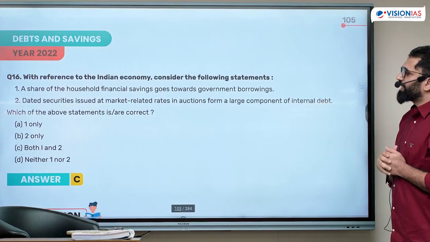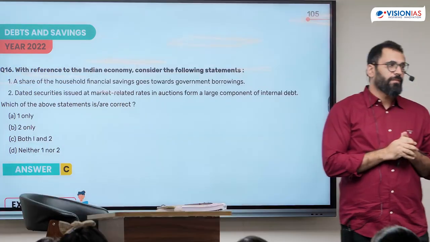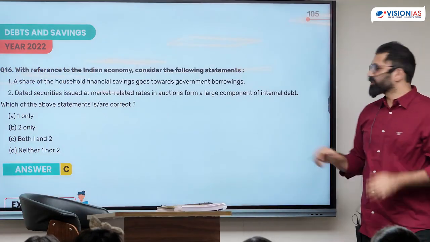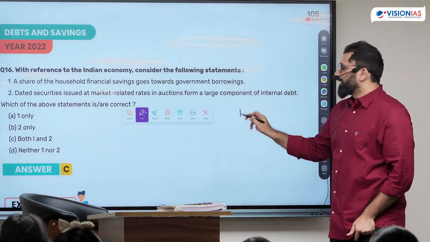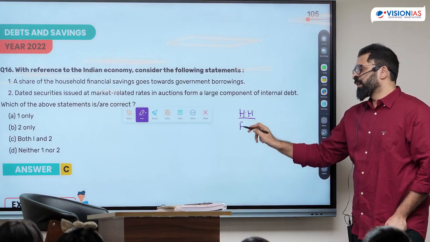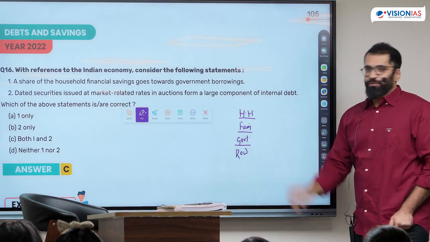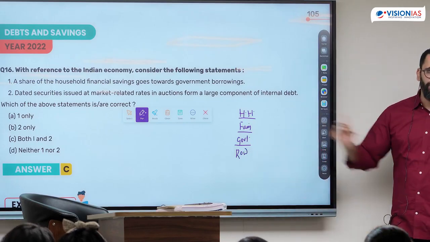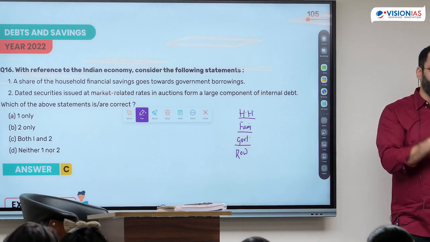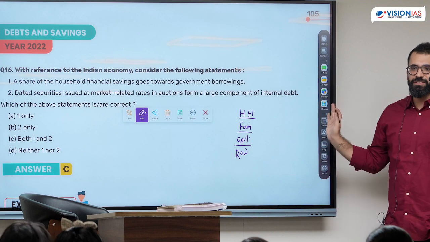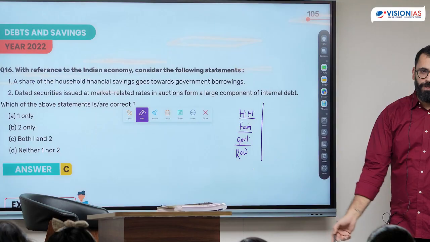A share of the household financial saving goes towards government borrowings. In any particular economy, who is responsible for savings? You have four major actors in any economy. One actor is household, another actor is firm, the third actor is government, and fourth actor is rest of the world. Bank just connects them. Banks are just financial intermediaries which connect the savers to investors. All of them are auxiliary functions of the financial sector. Real are only these three, plus the households outside also if the economy is open.